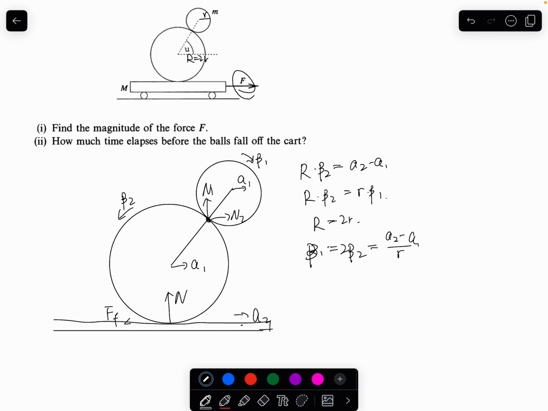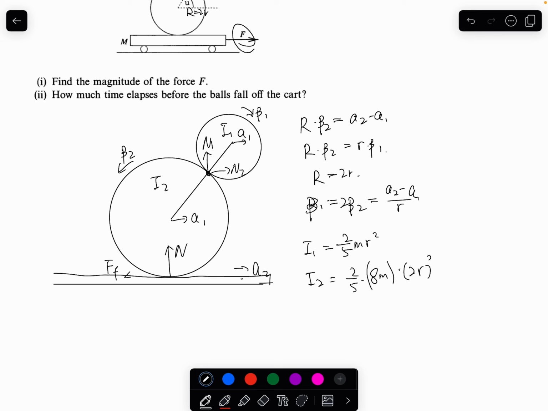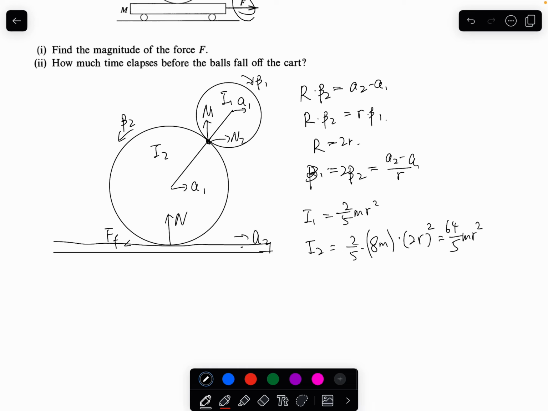Next we'll calculate the moment of inertia and the momentum and the energy. So the moment of inertia of the smaller ball would be I1. This is I2. So I1 equals this, you have known that. And for I2, the mass will be 8m since the radius is twice, and the radius will be 2r squared, and we have this. So we will write the dynamical equations of the motion.